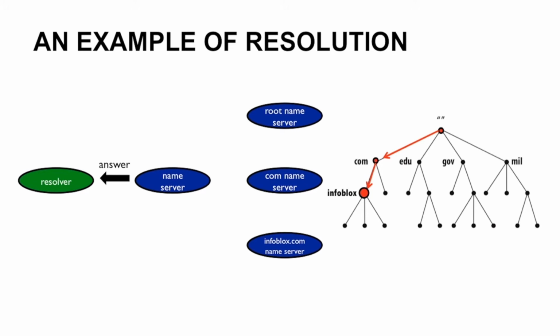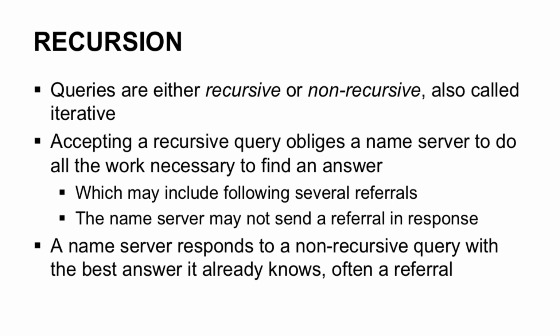Now let's get back to that issue of work. The first name server query, the one that's sort of left of center in this diagram, the one that the resolver sent its query to, wound up doing much more work than the other name servers. It followed several referrals to find an answer, whereas the other name servers involved just sent referrals when they didn't know the answer. Why did they get off so easy? The difference is the kind of query they were handling.